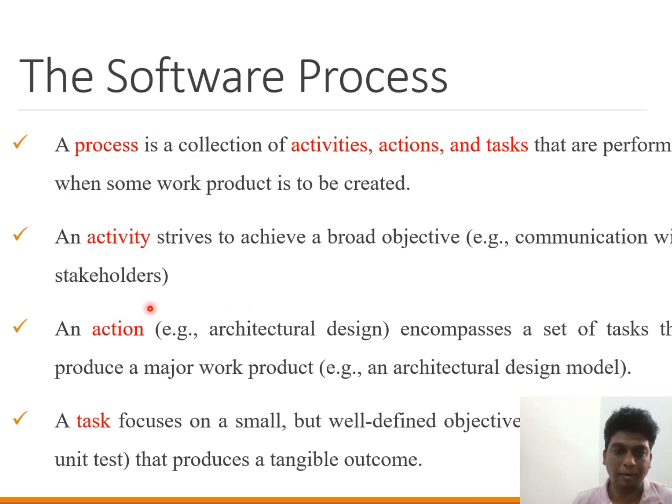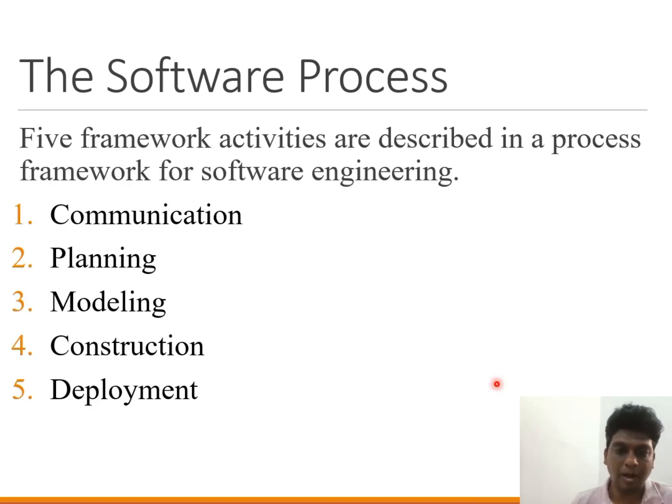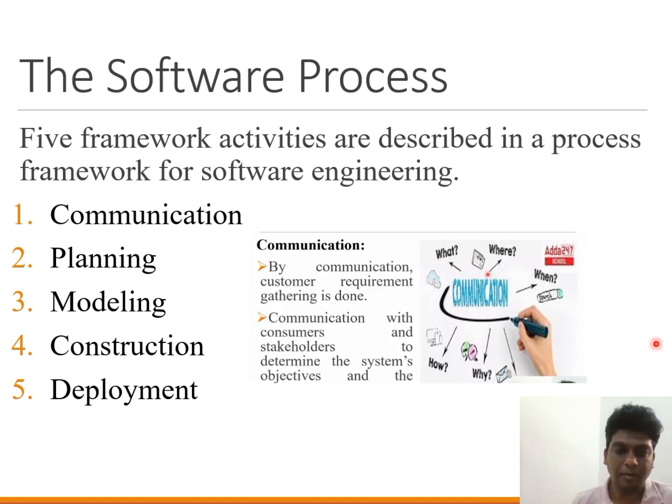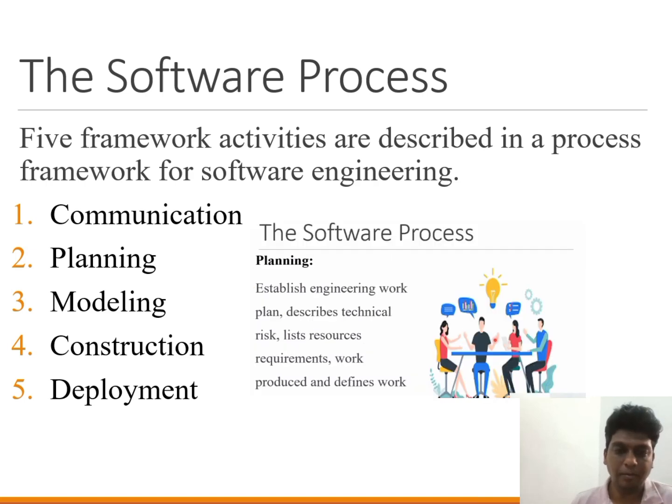This is a software process. It normally involves a collection of activities, actions, and tasks. An activity is how we communicate with the stakeholders. An action involves the design. A task is an objective. The software process has communication, planning, modeling, construction, and deployment. In communication, we decide what to design and where to implement it. Planning: under the team leader, a group of team members plan the work schedule.